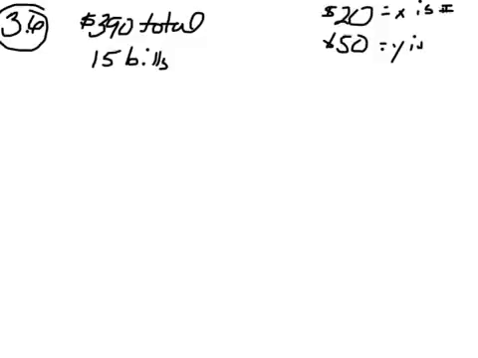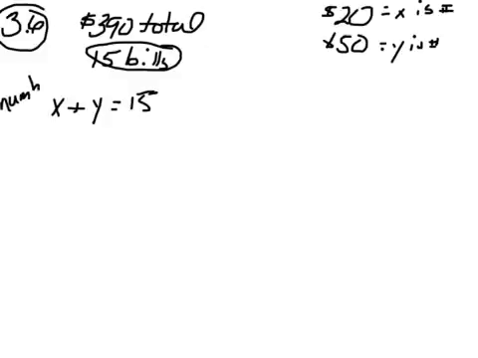Let y be the number of $50 bills. So now we can make two equations here. One of them is we know that if we count the number of bills, they're 15. So one equation is a real simple x plus y equals 15. Usually in these type of problems, each number is a different equation, okay? Now, that's just telling me the number of bills.